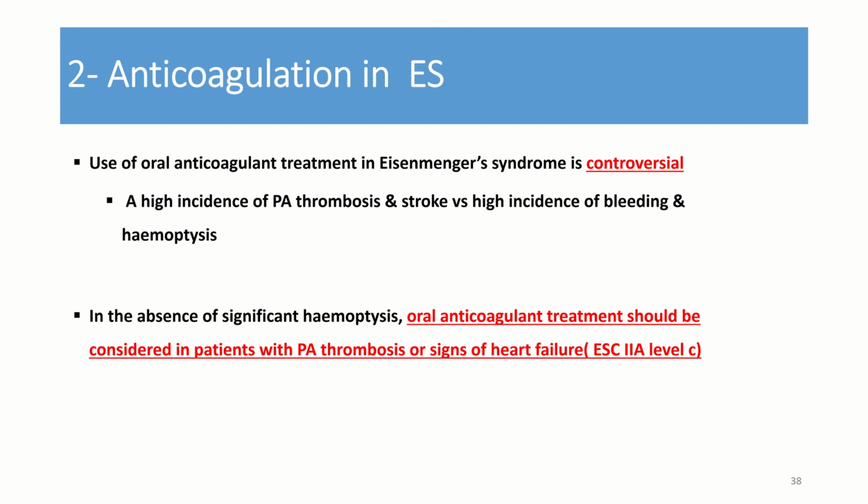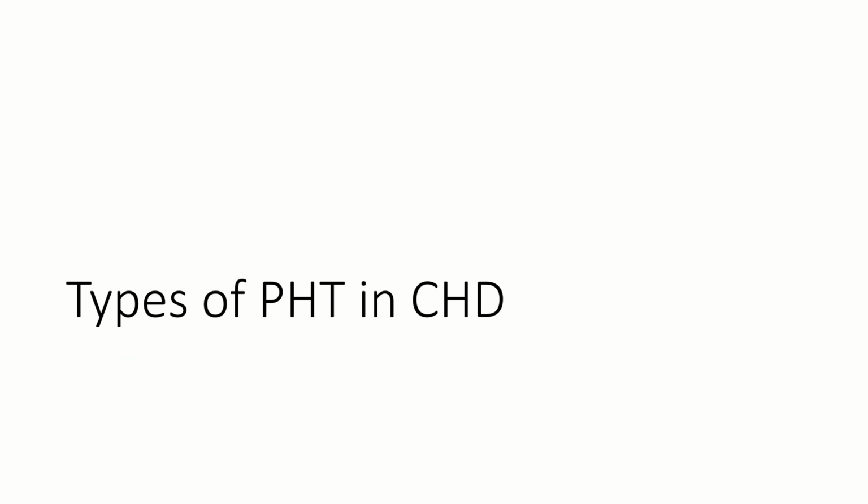Those patients have a really abnormal coagulopathy profile. They have a high incidence of pulmonary artery thrombosis and stroke, versus a high incidence of bleeding and hemoptysis. We should say that in the absence of significant hemoptysis, oral anticoagulation treatment should be considered in those patients who have pulmonary artery thrombosis or signs of heart failure. This is from the ESC guidelines. It's level 2A, level C.